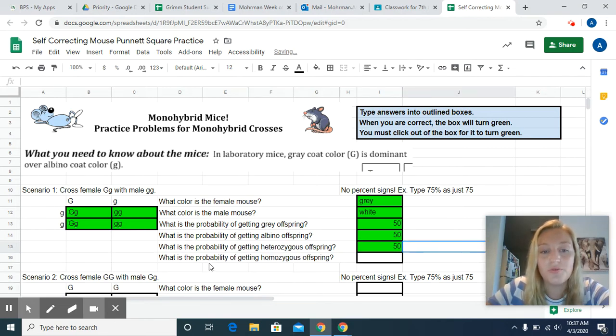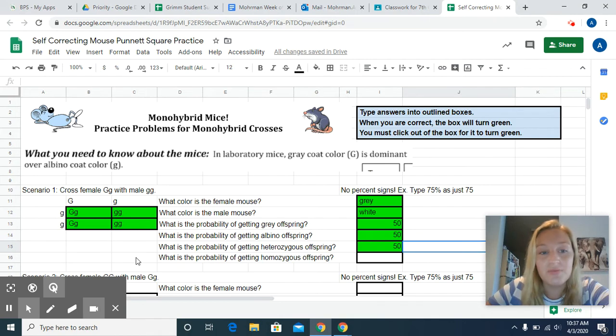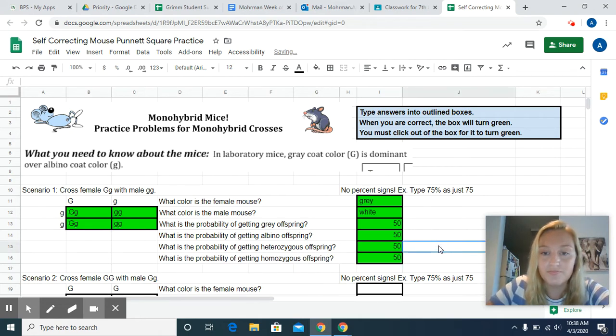And then what is the probability of getting homozygous offspring? So remember, homozygous is when we have 2 of the same. So you have 2 options. It could be either big G, or little g. In this scenario, we don't have any big G, but we do have 2 little g's. So 2 squares, that means a 50% chance of getting homozygous offspring. So that's the first scenario.